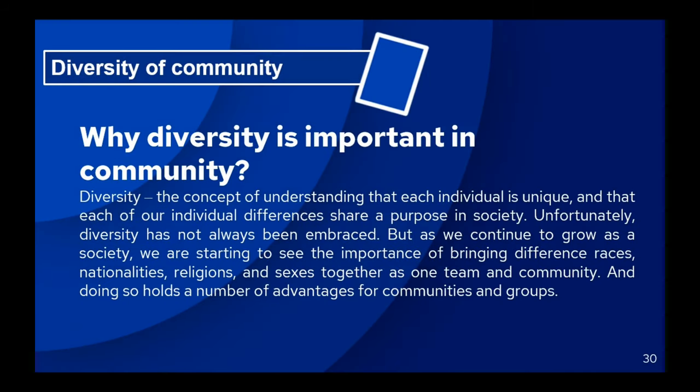Understanding that each individual is unique, and that each of our individual differences shares a purpose in society. Unfortunately, diversity has not always been embraced. But as we continue to grow as a society, we are starting to see the importance of bringing different races, nationalities, religions, and sexes together as one team and community. And doing so holds a number of advantages for communities and groups.